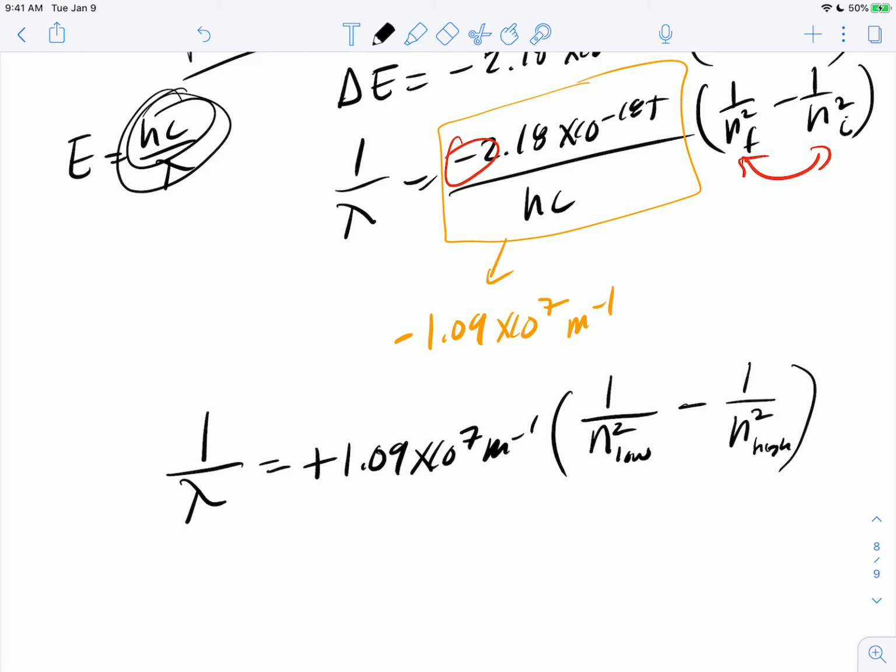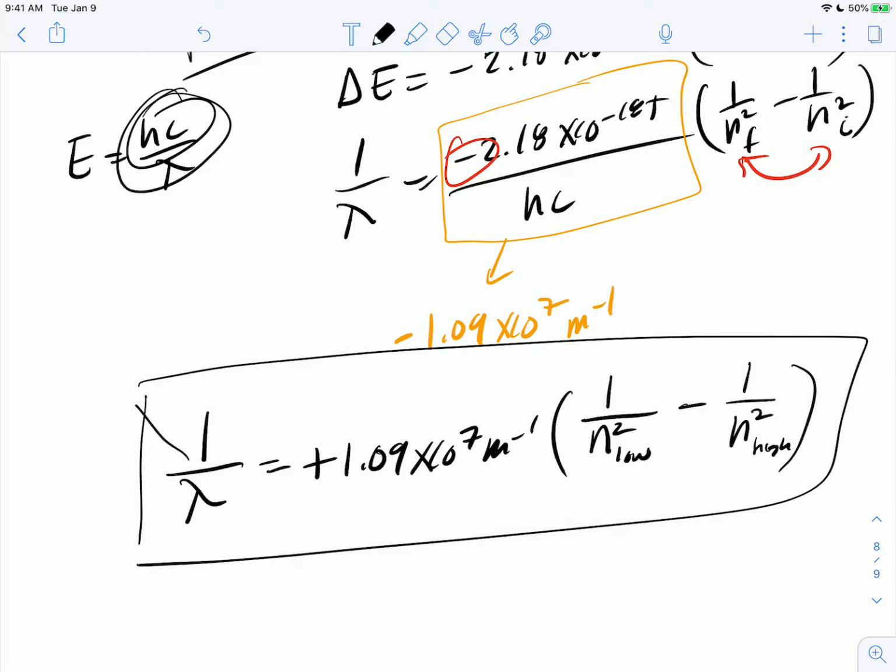Now, this is an equation, so remember 1 over lambda is like that, we call it a wave number, and it'll have units of inverse meters.